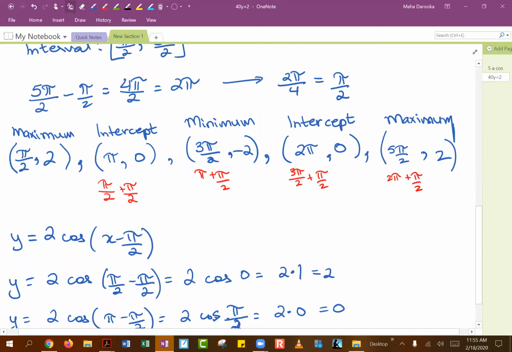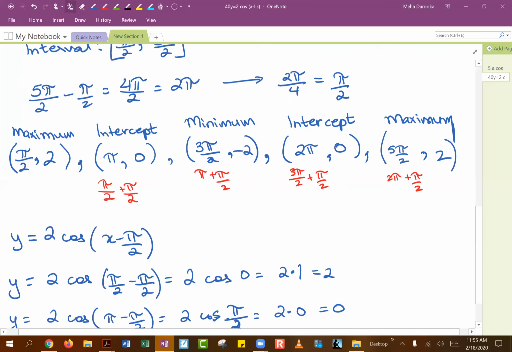But the idea that we are using, if you remember, when we had done, I think it was example 2, we had talked about how these alternate, right? You go from maximum to intercept to minimum, intercept, and maximum. So no matter what cosine or sine function you're looking at, they're all going to follow this pattern. The only difference is a sine function starts at what point? It starts at 0, 0, so it actually starts at an intercept, whereas a cosine function starts at the maximum point.